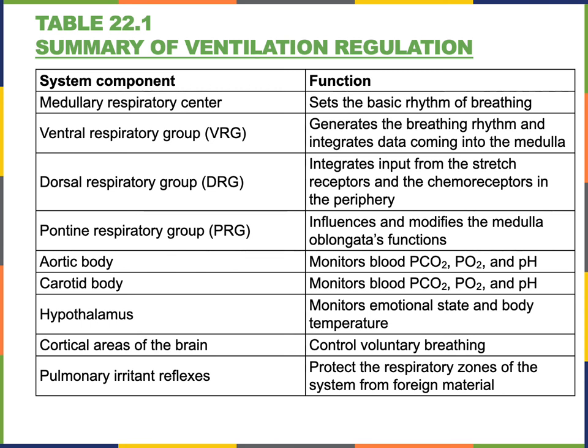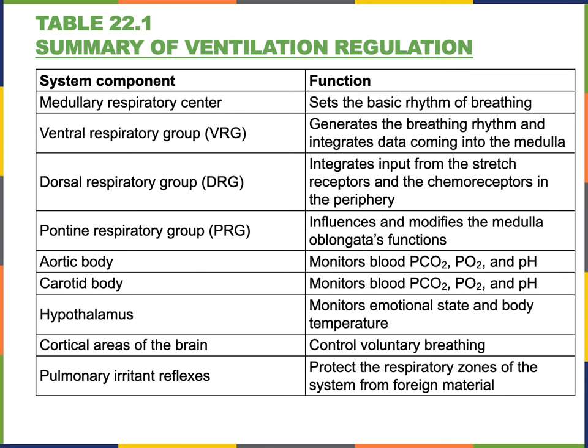The pontine respiratory groups are the pneumotaxic and apneustic centers that influence the medullary respiratory centers, and the pontine respiratory groups are in turn regulated by control centers in the hypothalamus and cerebral cortex, where the control centers of the hypothalamus enable emotions to influence the respiratory drive. The cerebral cortex enables voluntary control over the respiratory muscles.